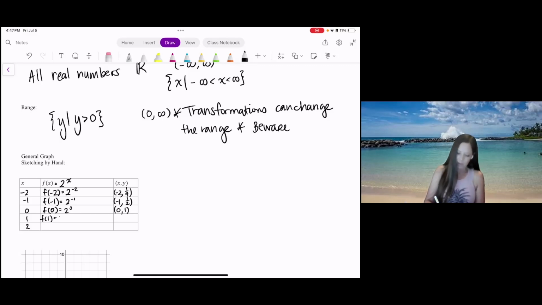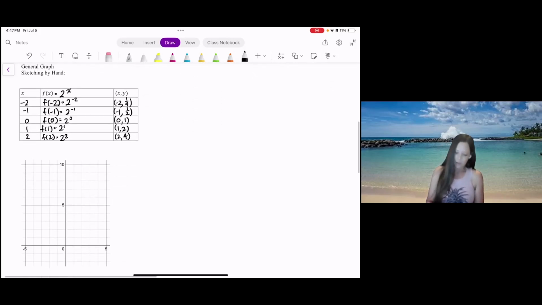F of 1 is 2 to the first power, which is 2. I have the coordinate 1, 2. F of 2 is 2 squared, which means for 2, I have 4. And then I plot these points. At -2, I am at 1/4. At -1, I'm at 1/2. At 0, I'm at 1. At 1, I'm at 2. And at 2, I'm at 4.